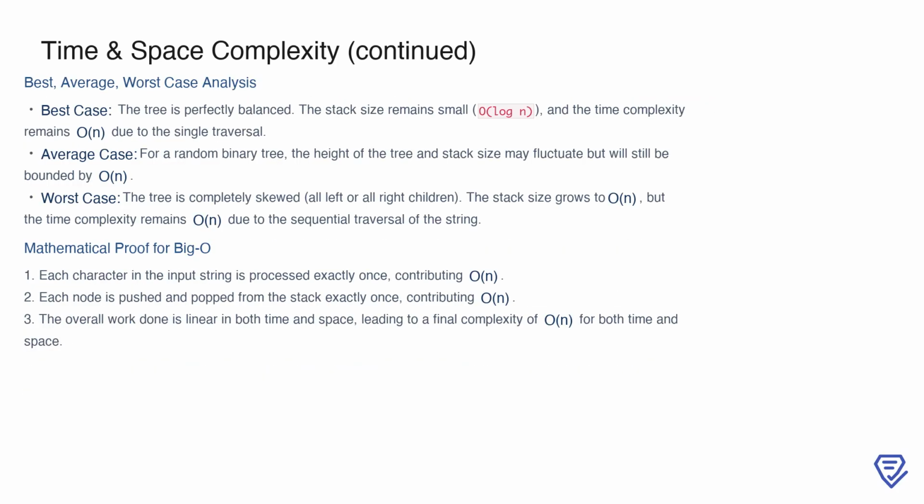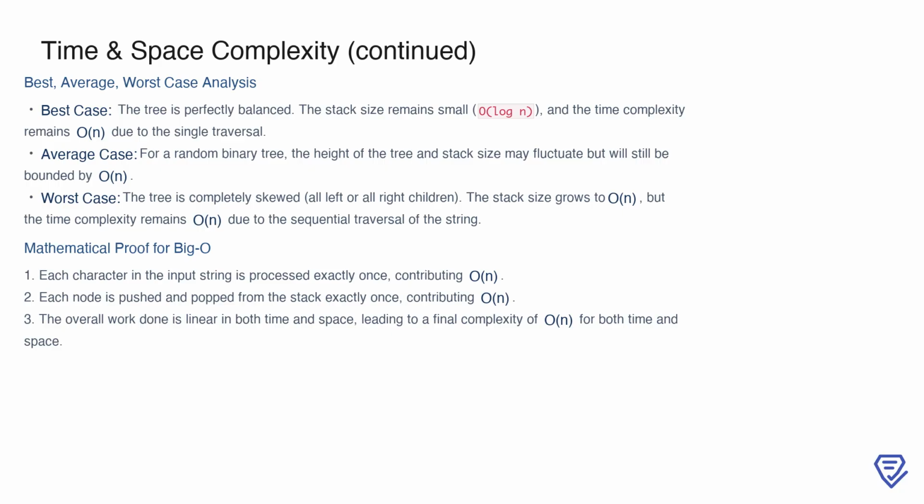When we analyze the best, average, and worst-case scenarios, we find that the time complexity remains linear in all cases. In the best case, where the tree is perfectly balanced, the stack size remains small, growing logarithmically with the number of nodes, or O(log n), while the time complexity stays at O(n) due to the single traversal. In an average case, the height of the tree and the stack size may vary, but the algorithm's performance remains bounded by O(n) for both time and space. In the worst case, such as a completely skewed tree where all nodes are either left or right children, the stack size grows linearly to O(n). However, even in this scenario, the time complexity is still O(n), because each character and node is processed exactly once.